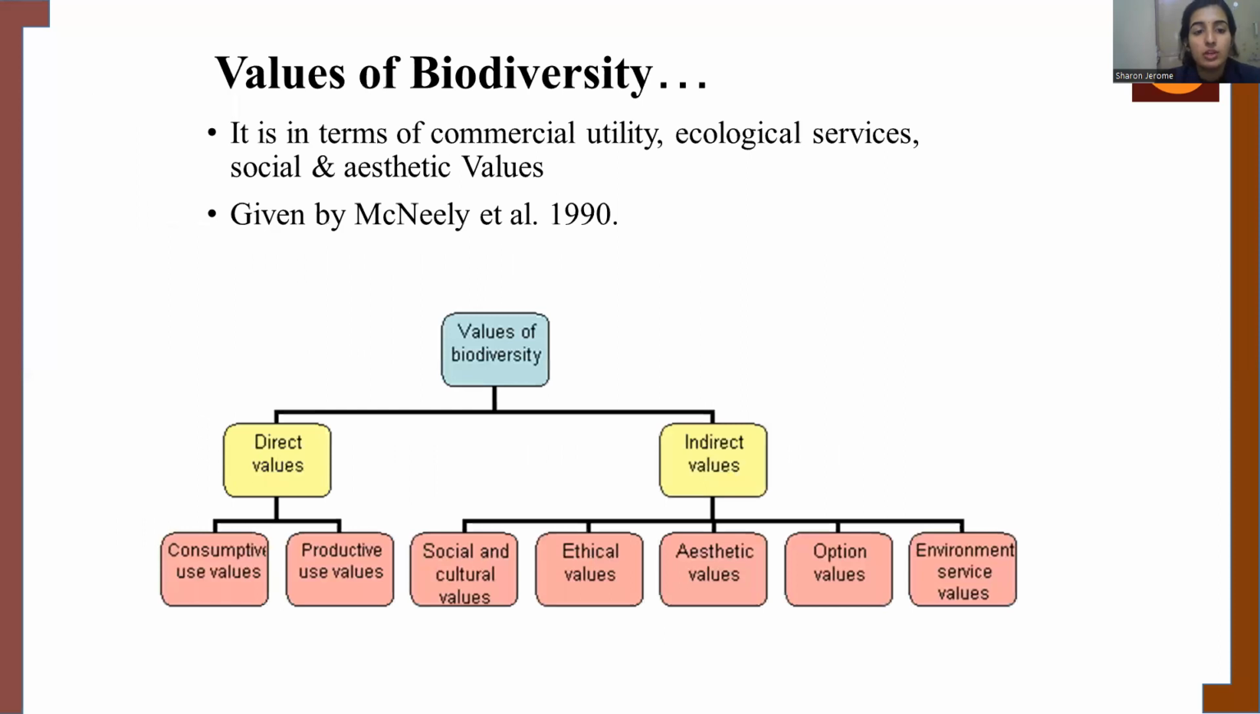Now when we talk about the values of biodiversity, it can have direct values as well as indirect values. Direct values include the consumption value and the productive value, whereas the indirect values include the social, cultural, ethnic values, aesthetic value, option value, and environmental service value. These things we'll be looking into in the further slides.